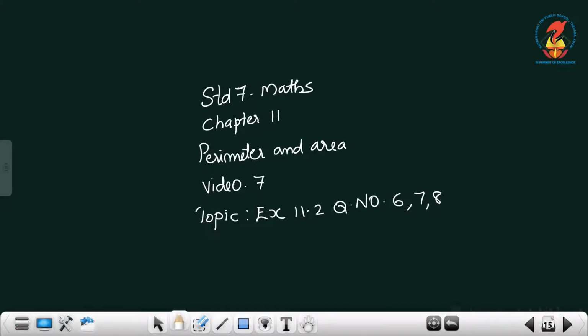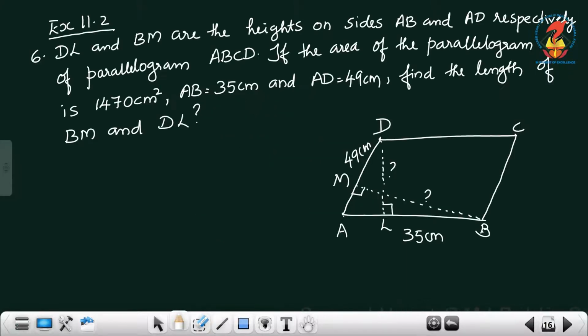Topic exercise 11.2, questions 6, 7, 8. Question number 6: DL and BM are the heights on sides AB and AD respectively of parallelogram ABCD. If the area of the parallelogram is 1470 centimeter square, AB equal to 35 centimeter and AD equal to 49 centimeter, find the length of BM and DL.